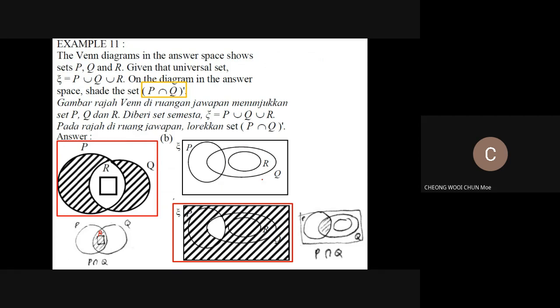This one has the box, so a different answer. P intersect Q is here. Then the complement means outside of this one, so this one is not included. The whole box, everything, but we are not including this one.